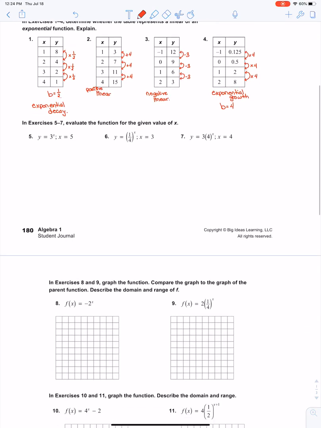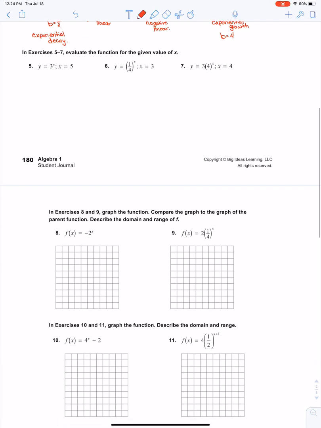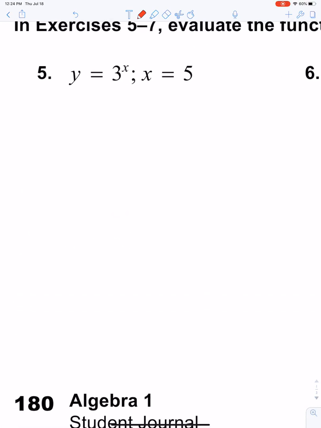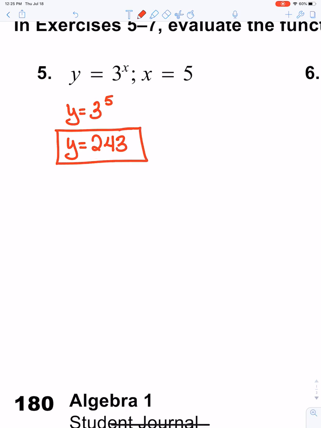Now, we need to evaluate the function for the given value of x. If y is equal to 3 to the x power and x is 5, that's y is equal to 3 to the 5th power. When I plug that into my calculator, you guys should all have calculators, 3 to the 5th power comes out to be equal to 243.